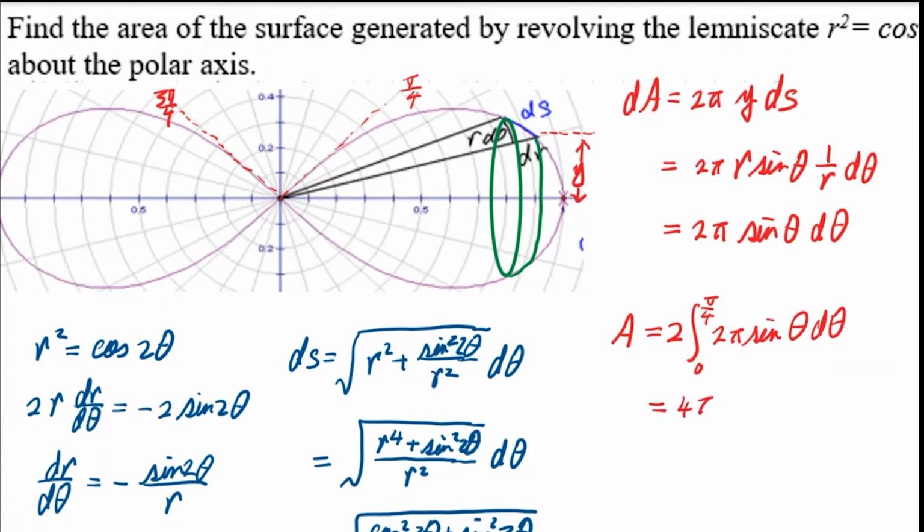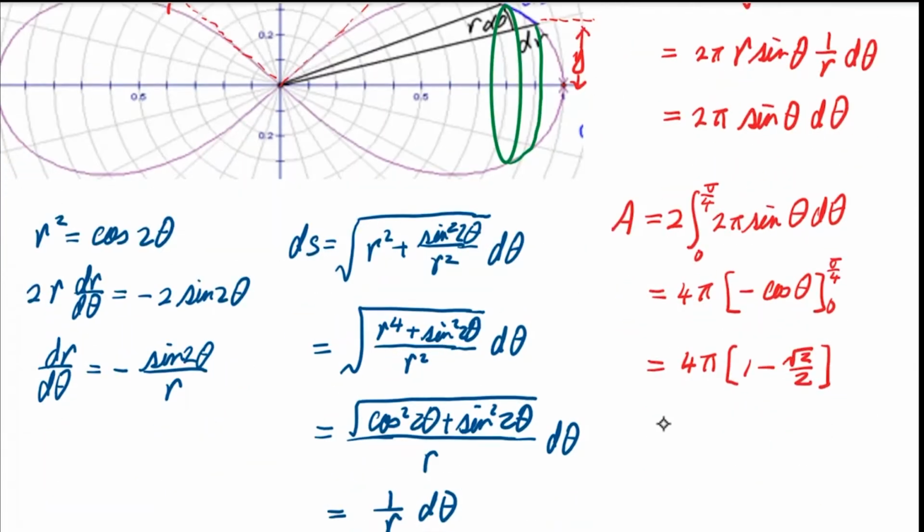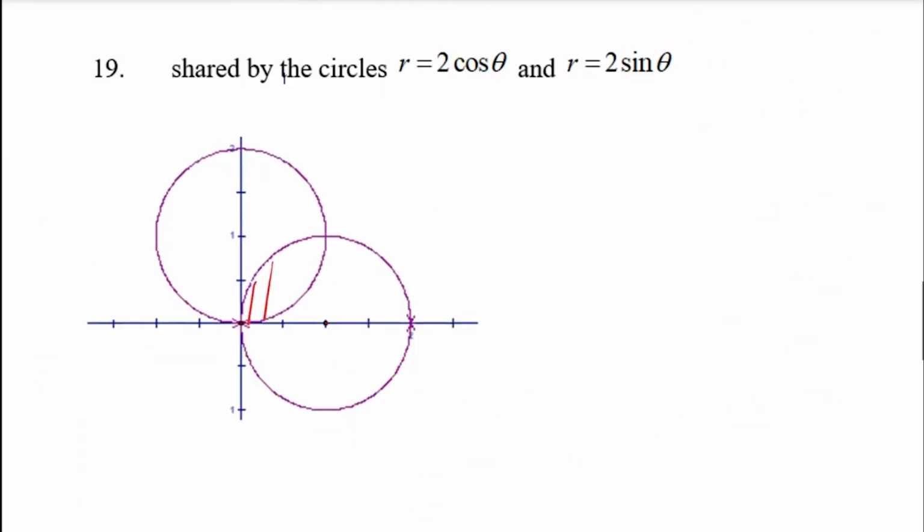Okay, so we have 4 pi, and this thing, of course, becomes negative cosine theta. And use plugging professor as always, right? So this minus that, so we have 1 minus root 2 over 2. Good. And if you want to make it look pretty, I would take that, distribute only 2. So we have 2 minus root 2. How about that?